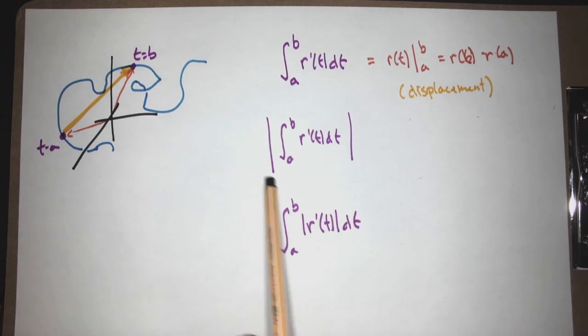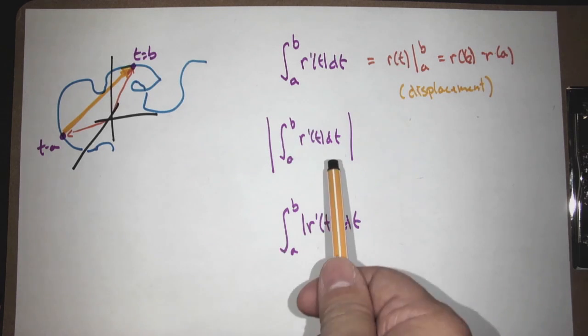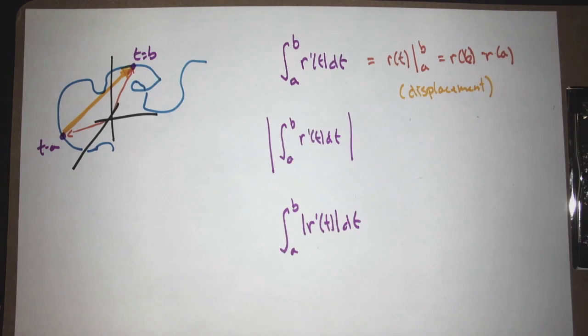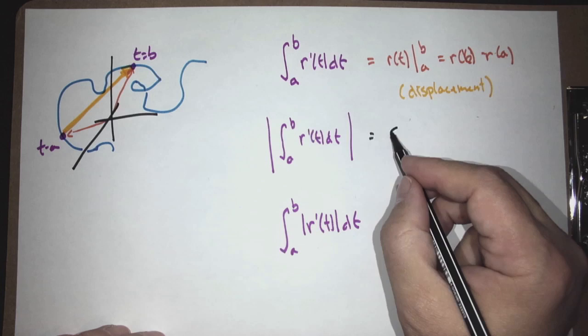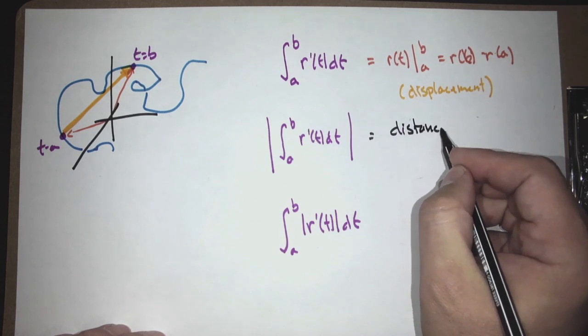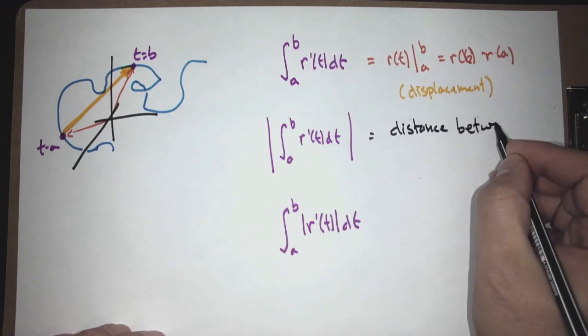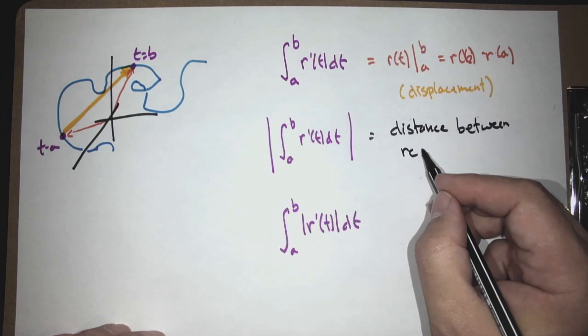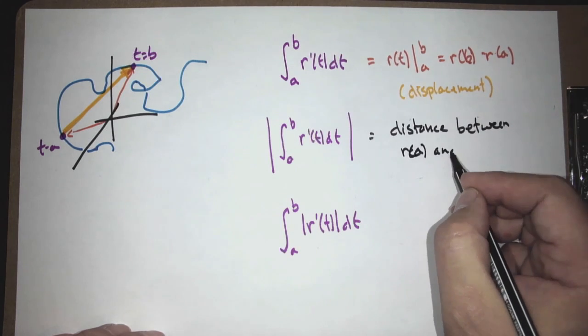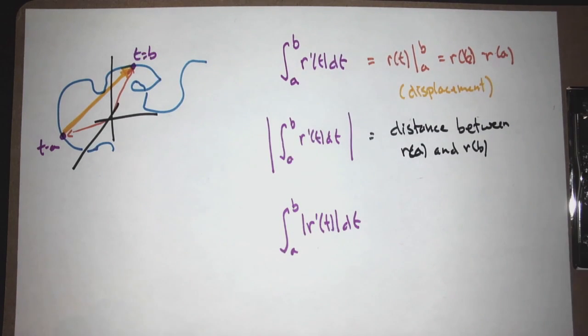What was this doing? So you're finding the magnitude of your displacement. So what is this measuring? This is the distance between the two points, between the point r of a and r of b. Like, how far apart are those points? So what's this then? The integral from a to b of the magnitude of r prime of t dt.